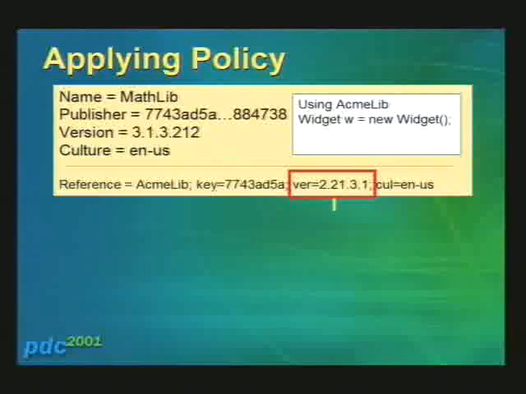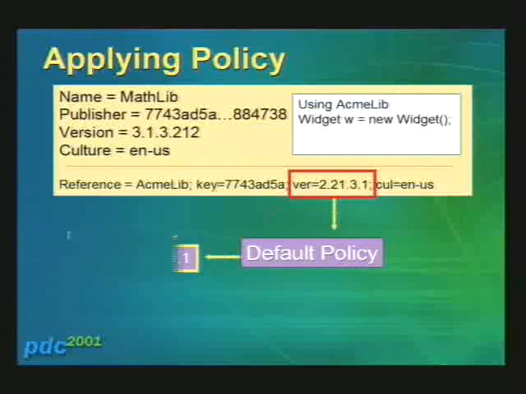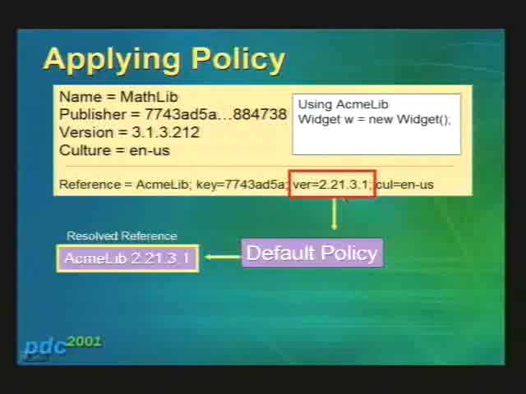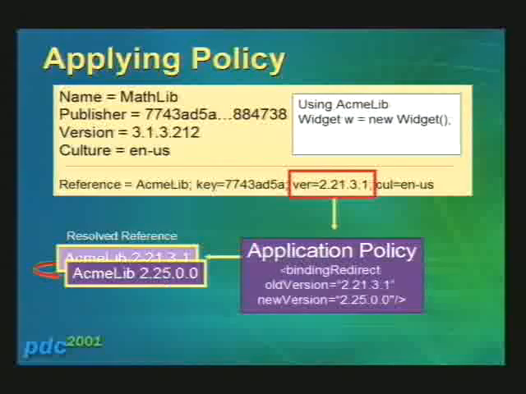So let's take a look at how this policy would actually work. I have an application called MathLib. It has a reference to an assembly called AcmeLib, version 2.21.3.1. The default policy says, go and find me version 2.21.3.1. In applying the version policy, the first place we'll look is in the application config file. So I may have an application policy that says, if you're using version 2.21.3.1, I want you to start using version 2.25. And so that's the one that will get used after looking at the application policy. We'll now bind to AcmeLib version 2.25.